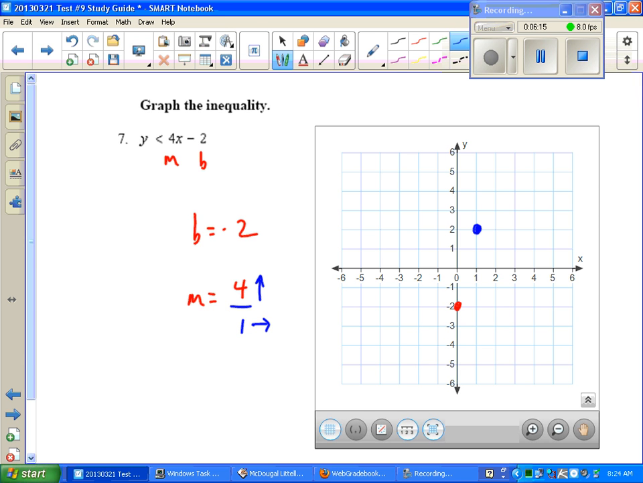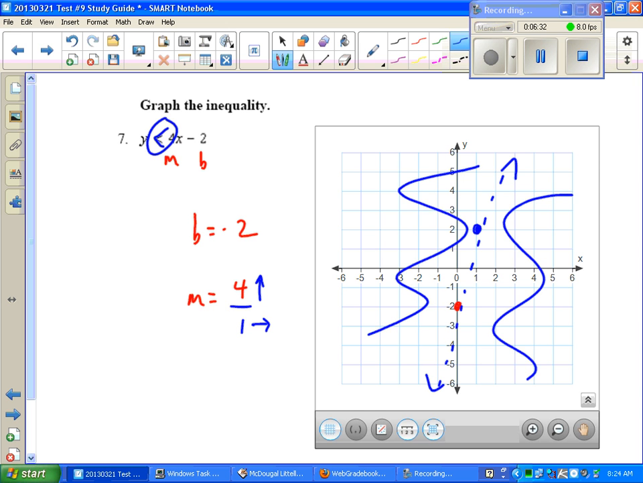This symbol tells us if we're going to have a solid line or a dashed line. It does not say or equal to. It just says less than. So that's going to be a dashed line running through those 2 points that we have plotted. It does not go through 0, 0, so we can check the truth value. Remember, we have to check. We either got to shade this side or we got to shade this side based on the truth value of 1 point. The easiest point to plug in is always the origin, always 0, 0. As long as your line doesn't go through there, you can do that.